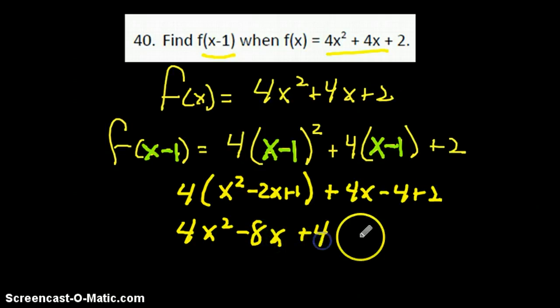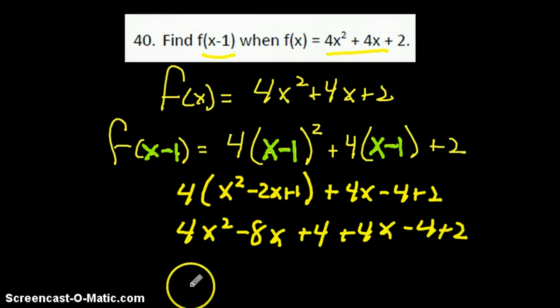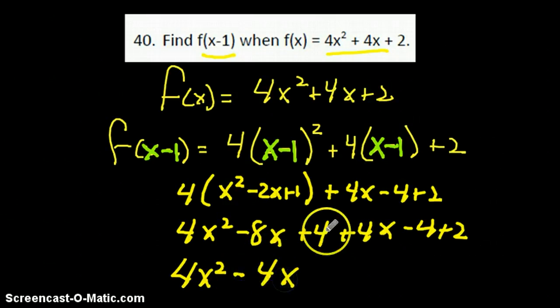All right, let's put these in descending order. 4x squared, a negative 8x, and a 4x is a minus 4x. And we got a 4 and a minus 4. That's 0 plus 2 is just 2. So this, my friend, is the final answer. Okay, folks, so that was our final answer there.